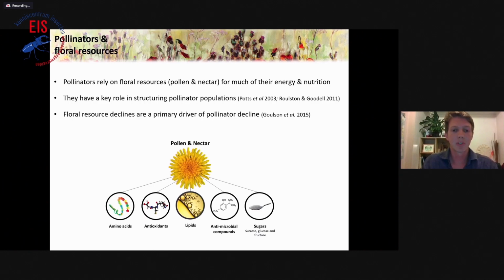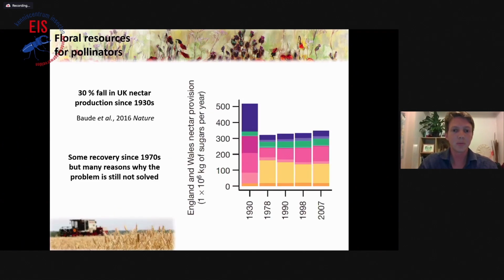Pollen and nectar are made up of a whole cocktail of different ingredients, which collectively provide bees and other pollinators with all of the energy and nutrients they need to grow, to forage and move around, to mate and to produce new bees. So they have a key role in structuring pollinator populations. And it's no surprise then that floral resource declines, which we've seen across many parts of the world, are a primary driver of pollinator decline.